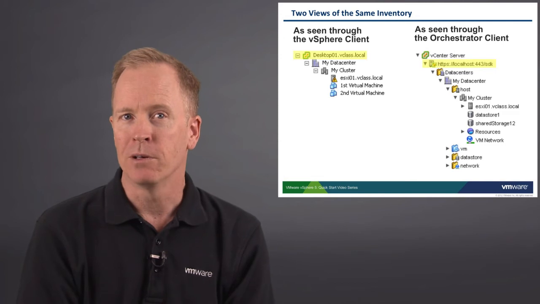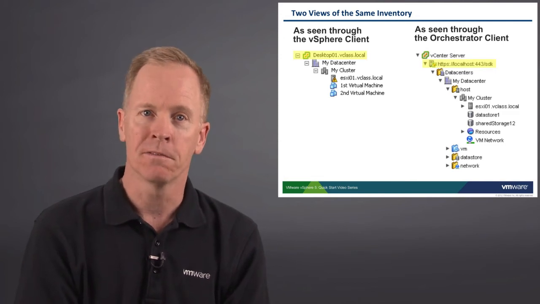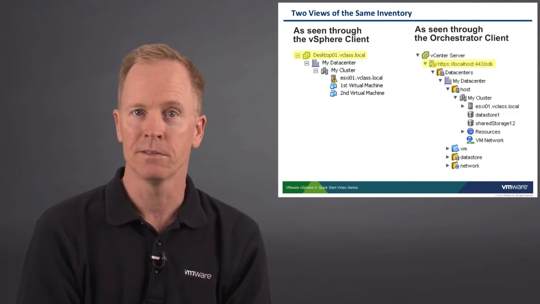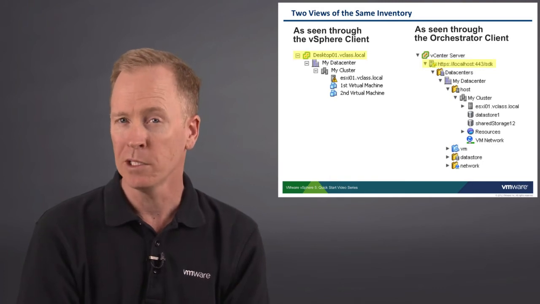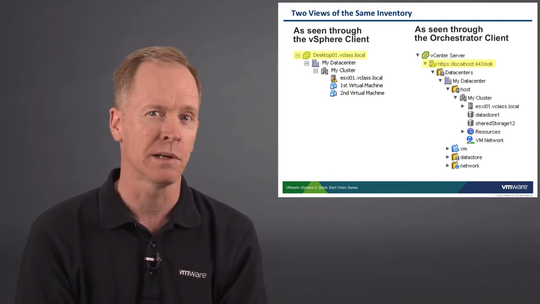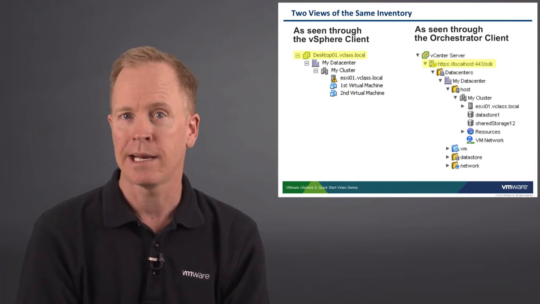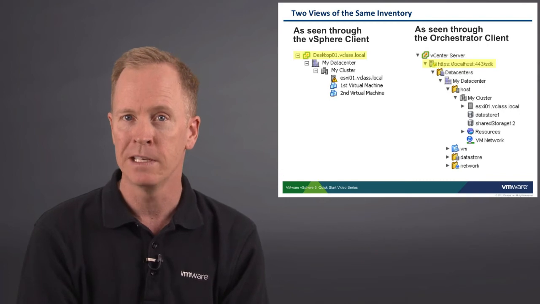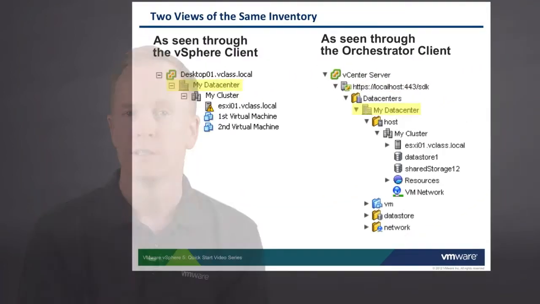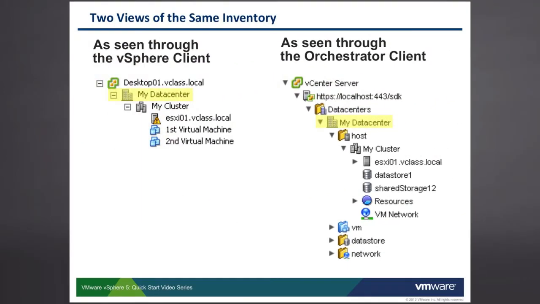So at the top level of the vSphere client interface, you have your vCenter server. Now notice the corresponding object in the Orchestrator inventory is not the topmost object, but the second object. So the two highlighted objects here are your vCenter server. The next object down, when viewing the inventory through the vSphere client, is your data center.